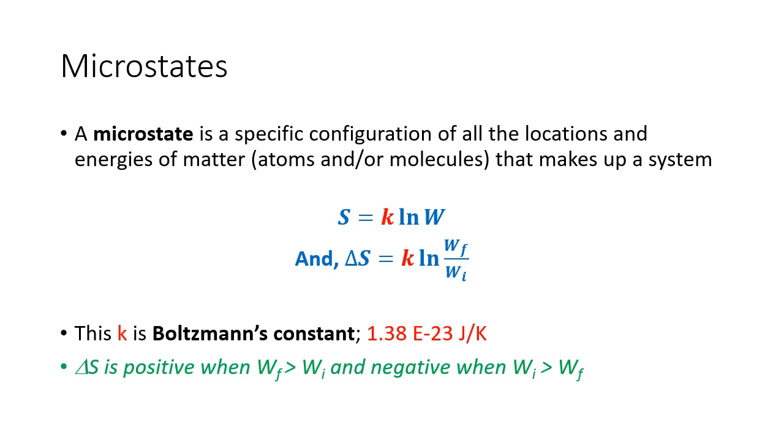All right, so what is a microstate? A microstate is a specific configuration of all the locations and energies of matter, and that could be atoms and or molecules, that make up a system. So, entropy is equal to K times the natural log of W, where W is the number of microstates that are possible, and K is Boltzmann's constant, 1.38 times 10 to the negative 23rd joules per Kelvin.